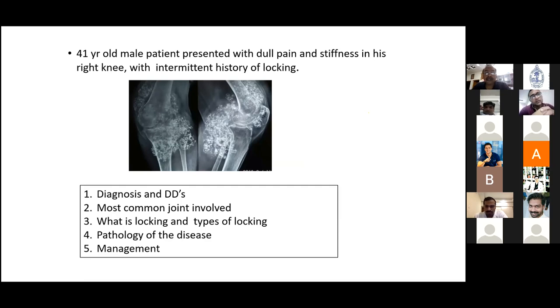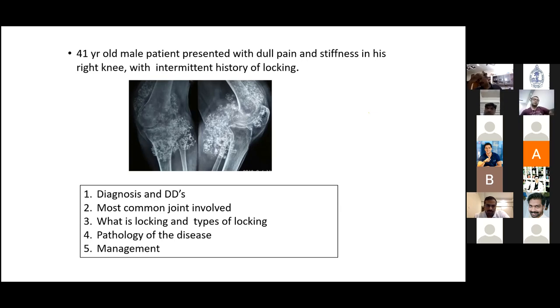What is locking and what are the types of locking? We'll not go through the others because we don't have time. What do you mean by locking of a knee? The knee cannot be extended further, but the knee can flex. Locking means the knee cannot extend further. So what are the types of locking? True locking and pseudo locking.